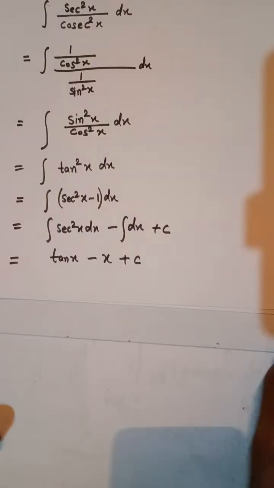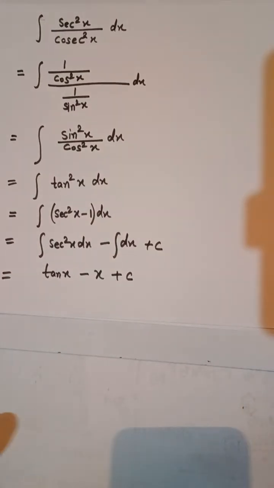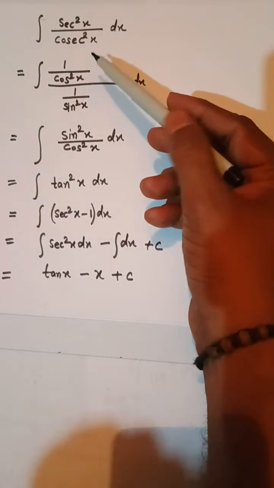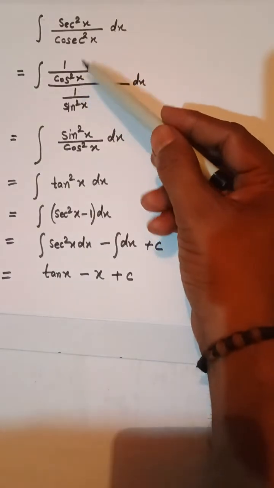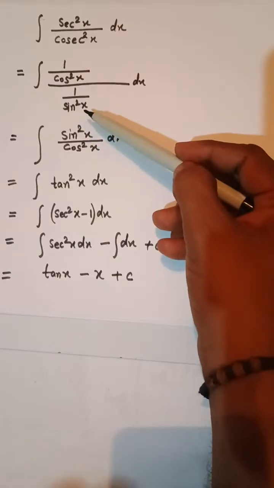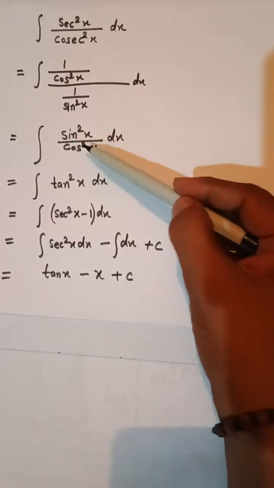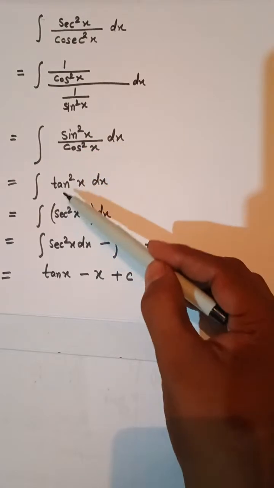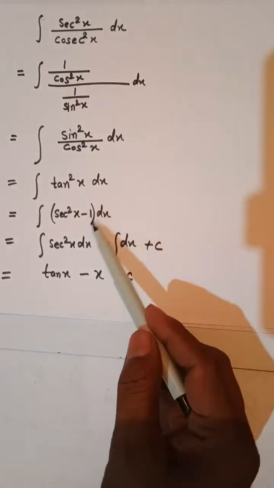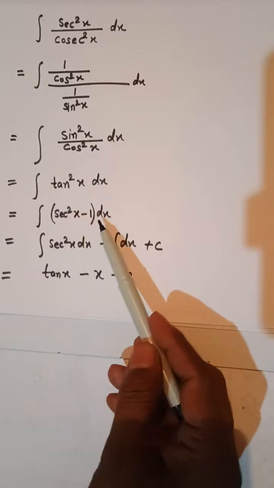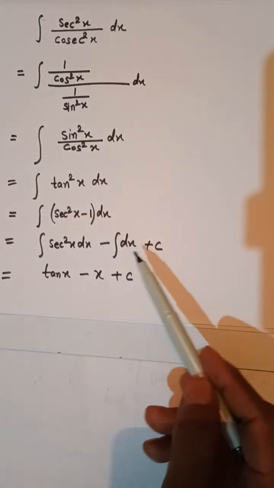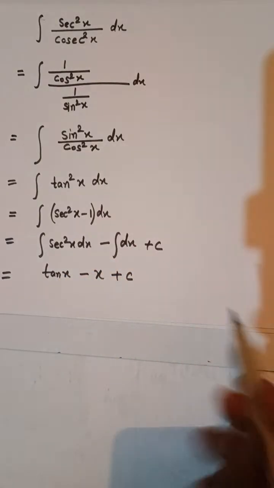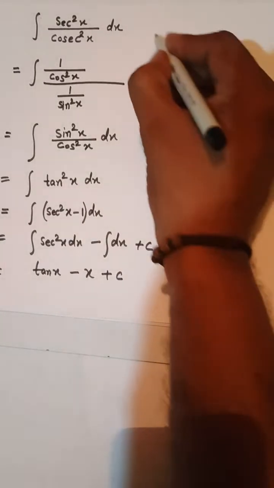Okay, and now we are going to have another one. Let's revise. Sec square is 1 by cos square x, and cosec square x is 1 by sin square x. This will go up and this will come down, so we have sin square x by cos square x, so it will be tan square x, and then tan square can be written as sec square x minus 1. Split it down: integration of sec square x into dx minus 1 into dx. Integration of sec square x is tan x, and minus dx is minus x, and then plus c.